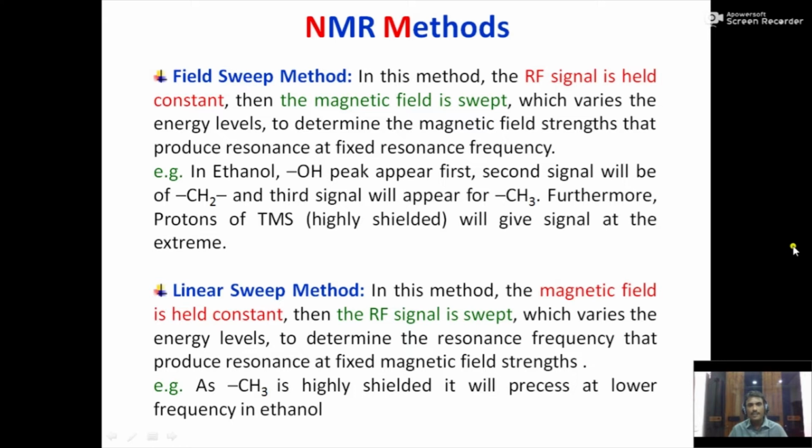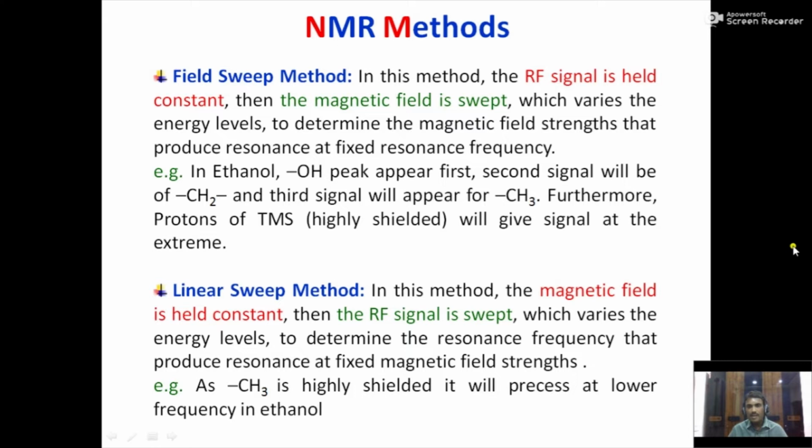So if you consider ethanol, you are changing the magnetic field while your radio frequency signal is constant. First the OH peak will appear, because whatever magnetic field you apply will be experienced as such by the OH proton, because the OH proton is highly de-shielded. Oxygen is highly electronegative. It will remove the electron cloud nearby the hydrogen of OH and the proton will be de-shielded. If a proton has high electron density nearby, it is called a shielded proton. You can see that the CH3 protons are quite shielded.